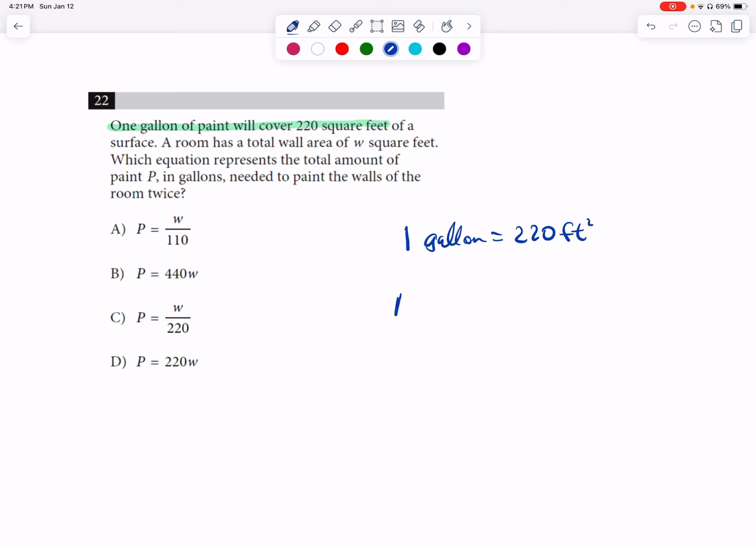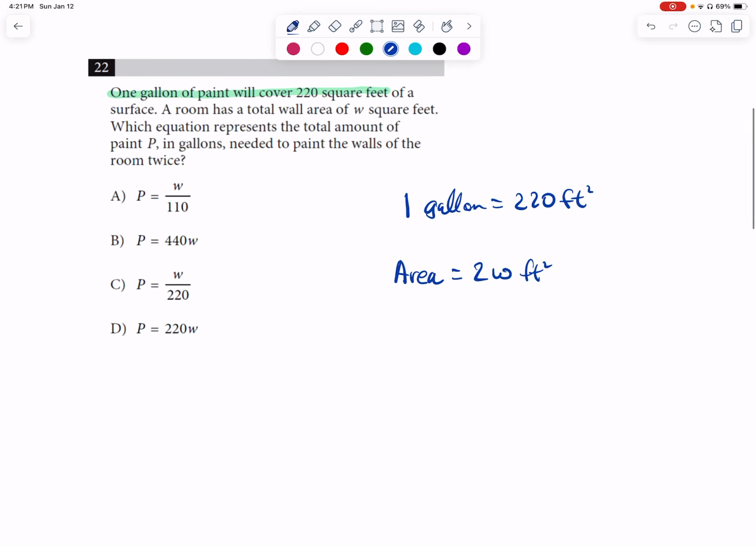So the area here, well, it would be just W square feet if we were going to paint it once, but we're going to paint it twice, so it's going to be 2W feet squared. Okay, so keep that in mind. And now let's see. So this is basically a unit conversion here.